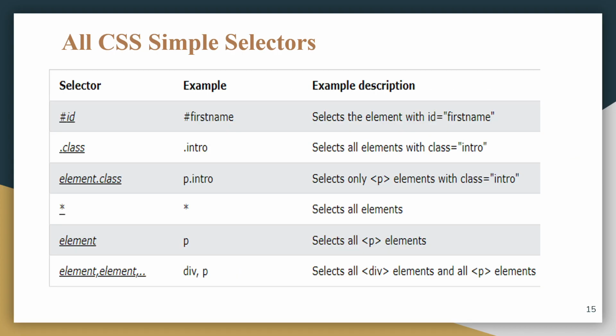Next, the CSS grouping selector. We have seen the id, class, element and universal selectors. You can also combine more than one element. For example, for div and p, we can write div comma p. This is the example. So these are the selectors which we use in CSS.